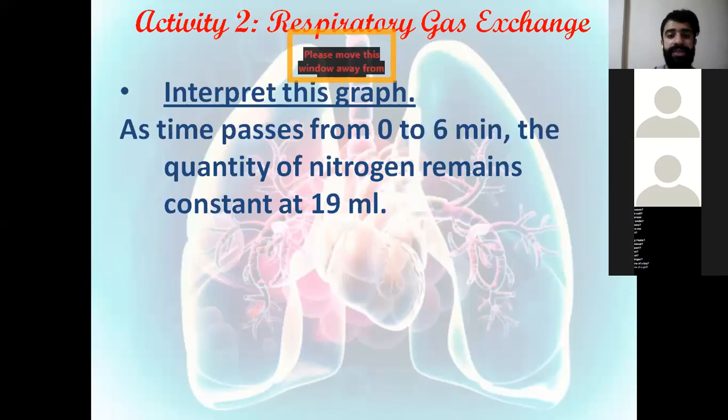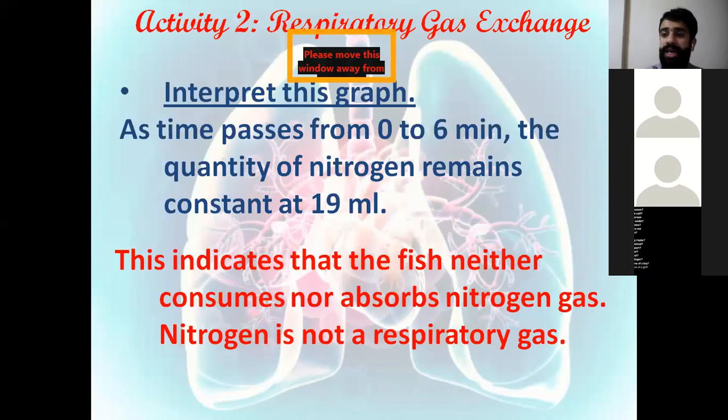Moving now to the third gas, which is the nitrogen. So as time passes from 0 to 6, the quantity of nitrogen remains constant at 19 milliliter. What does this indicate? This indicates that the fish neither consumes nor releases the nitrogen gas. So the amount of nitrogen gas is neither consumed since it didn't decrease, nor released since it didn't increase. So nitrogen is not a respiratory gas.